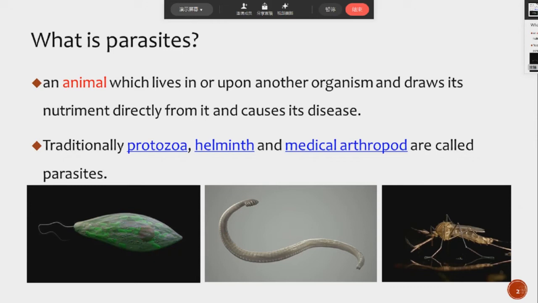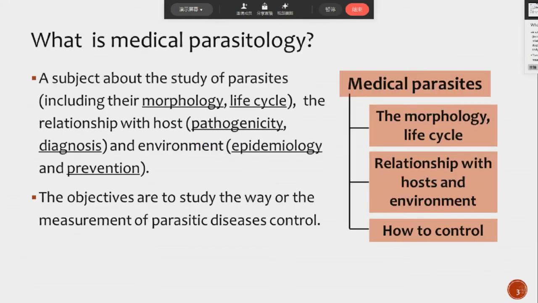In our parasite subject, there are these three big parts. One is protozoa, the second is helminths, and the last is arthropods. So this is the parasite. So why is medical parasitology marked in orange? It means that it is one subject.